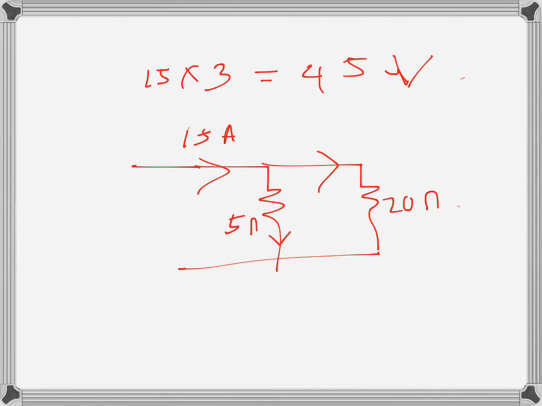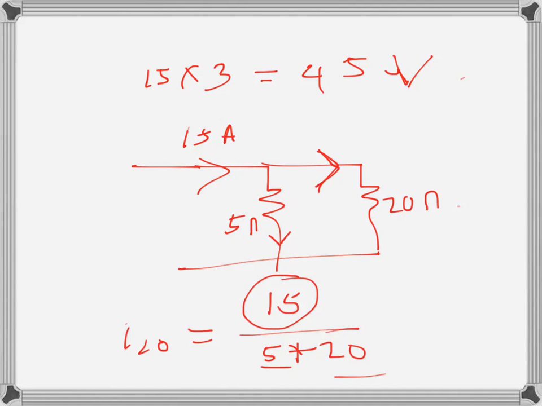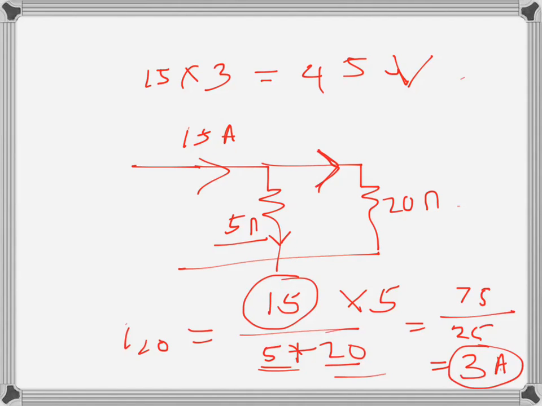That's fine, but let's find the current through each of the branches. If we want to find this current, let's call it I20. That would be the total current, 15, over 5 plus 20, the two resistances, times the other resistance, which is 5. So that would be 15 times 5, which is 75, divided by 20 plus 5, which is 25. That would be 3 amps. So the current through this resistance is 3 amps, and that gives us 20 times 3, which is 60 volts. So we get the same voltage.